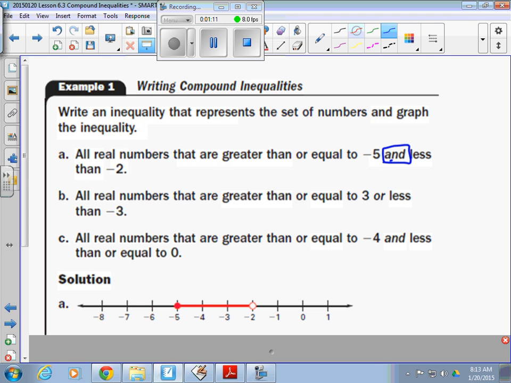So the first one says numbers that are greater than or equal to -5. Treat it as two separate inequalities. Notice what we have for A. It's a colored in bubble and everything this direction. And so there's definitely going to be an overlapping area in an and, less than -2. So it's an open bubble for that one, and less than is everything that direction. So that's what the graph is going to look like.